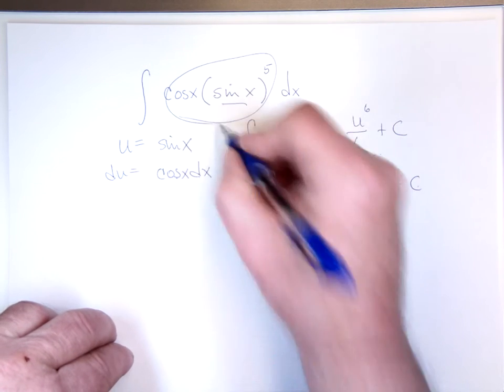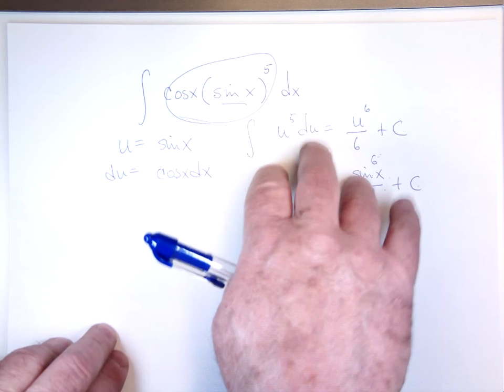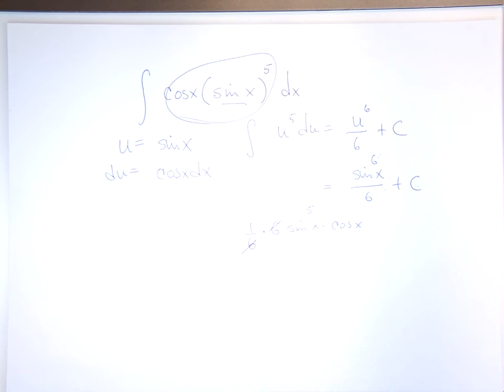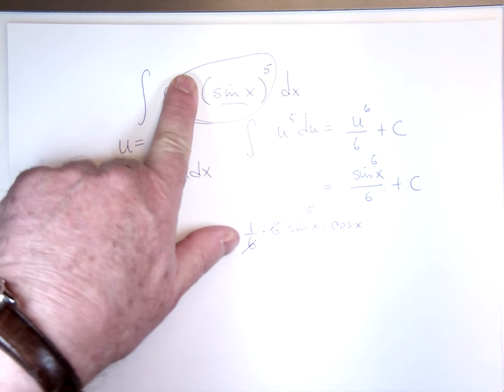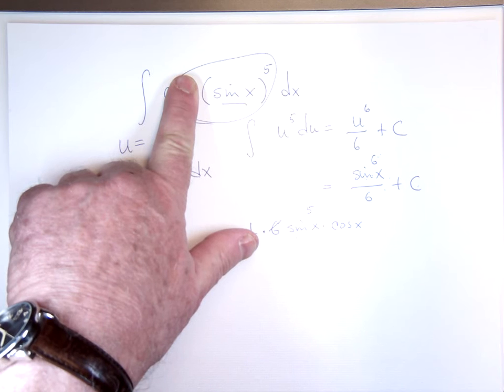Now, how are we doing on that? If you don't have this cosine, the problem is much more difficult to do. Because we have the cosine to serve as the du, it's not very difficult. It's pretty simple.